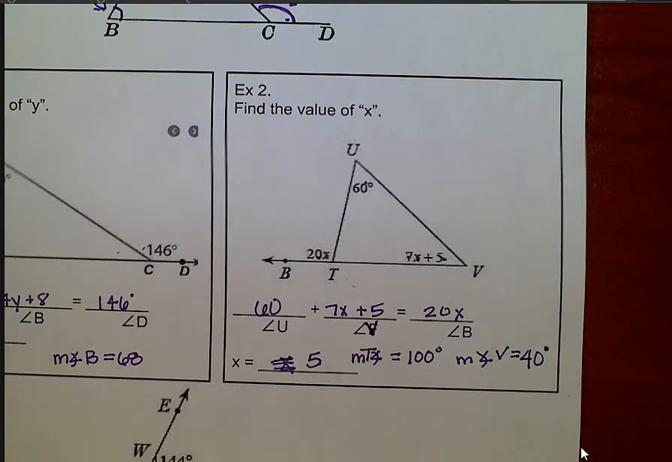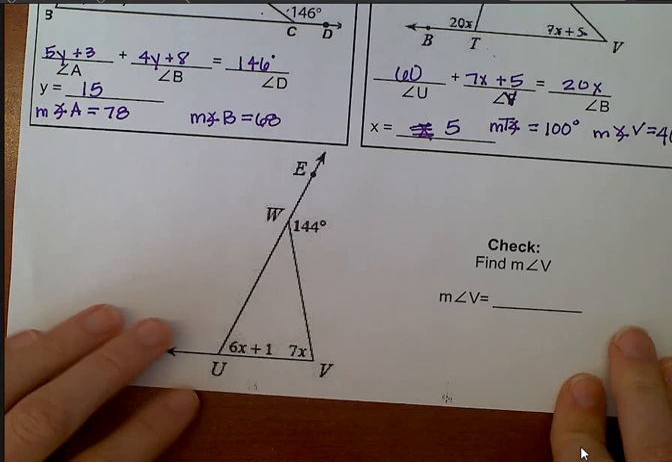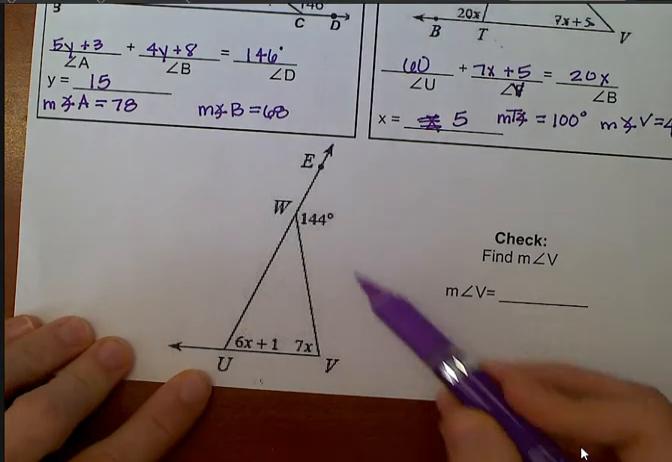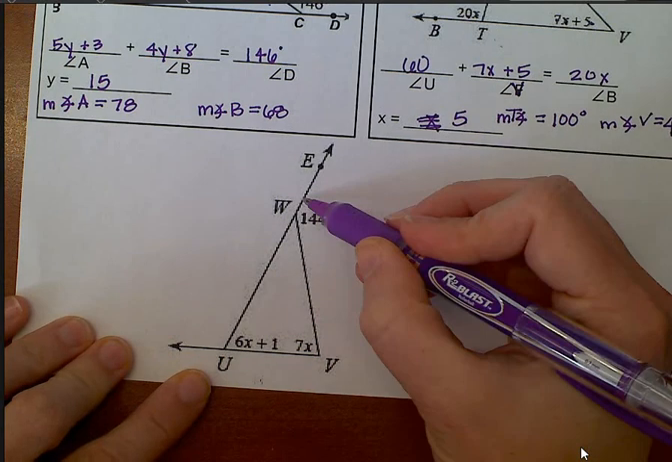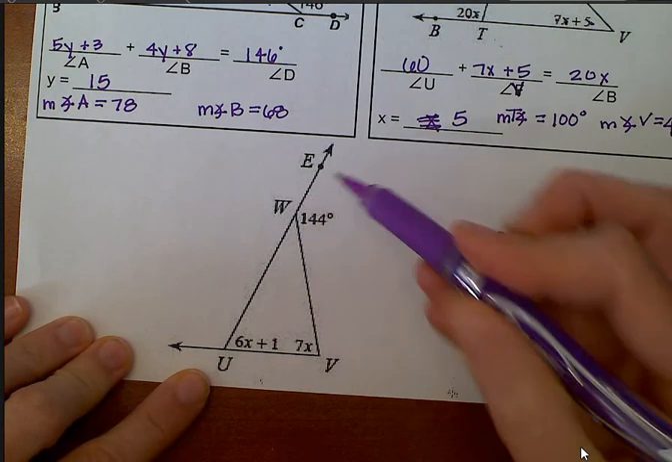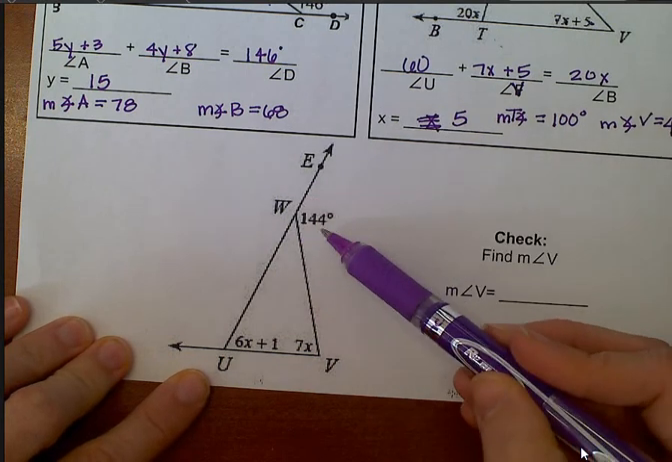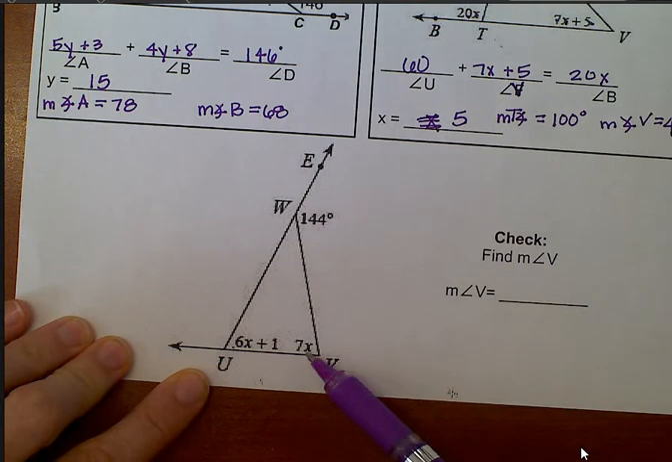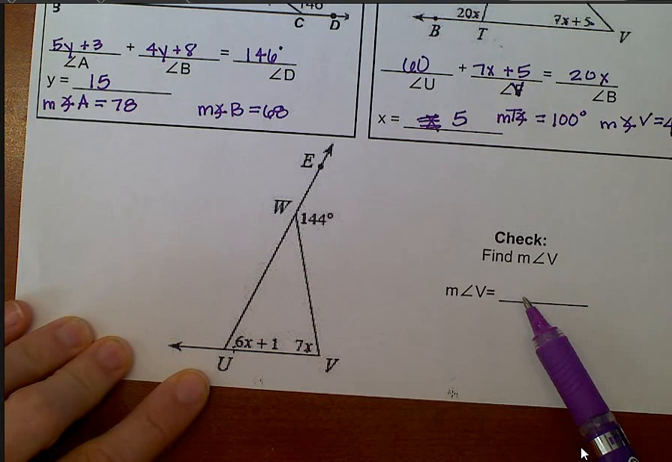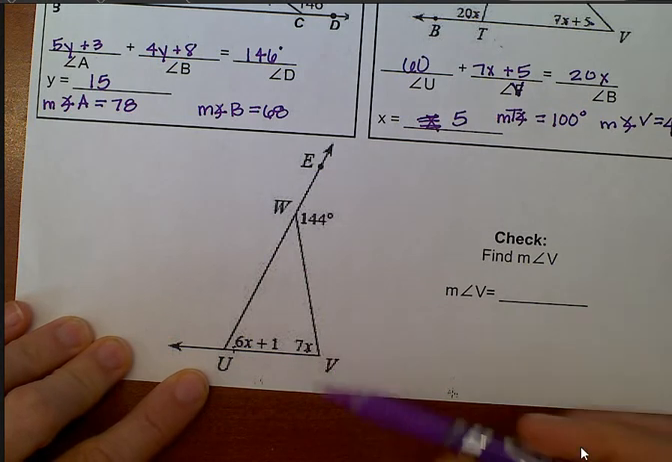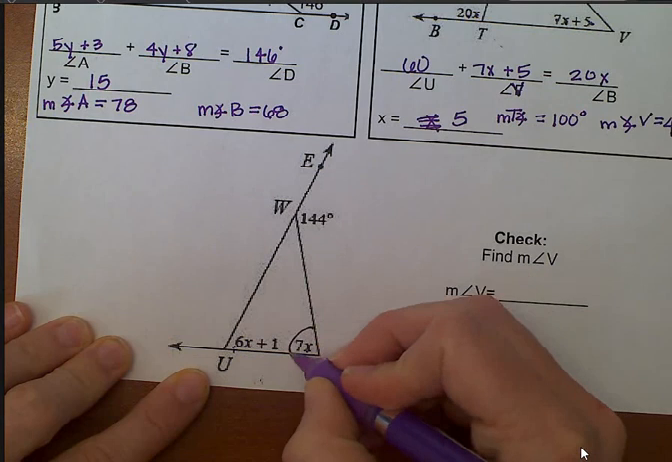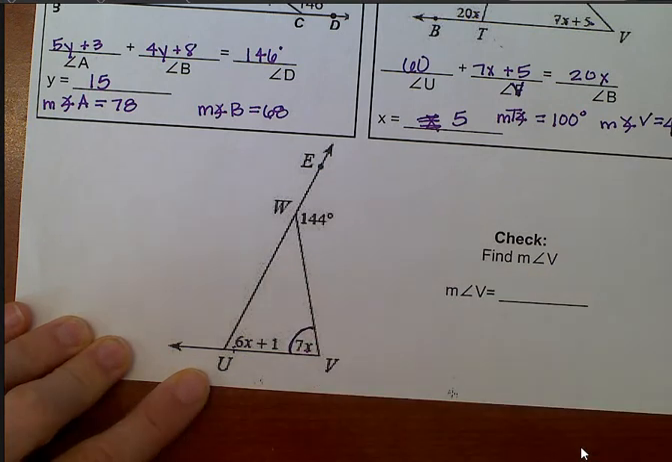Alright, for the check down here on the bottom, it looks a little bit different because we've turned things around a little bit. Your exterior angle is up top now, it's the 144, but it's still equal to these two remote interior angles here. It's not enough just to solve for x, you will have to find x first, but then you need to plug back in to solve for angle V, which is down here on the bottom, or for 7x. Good luck!